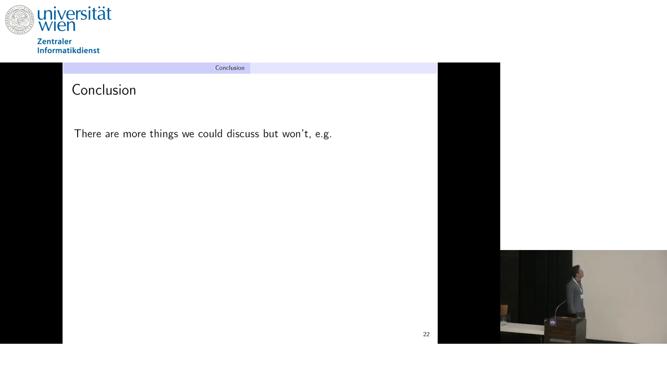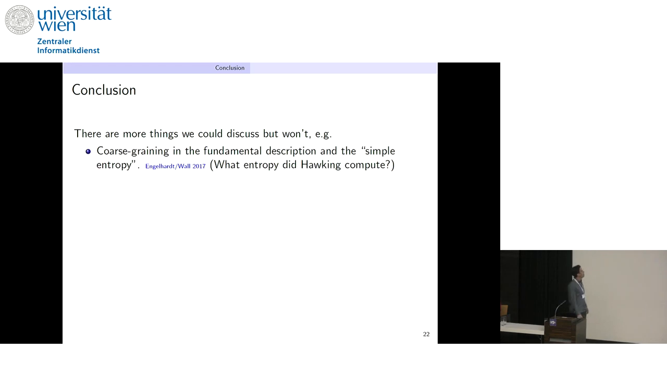All right, conclusion. So there's a lot more I could say, but won't. There's a nice relationship between this coarse graining in the fundamental description and the simple entropy, which kind of tells you what entropy Hawking actually computed, or would have computed if he computed an entropy. There's a relation to the Python's lunch proposal. Sorry, I somehow mangled the spelling of this. You should exchange the RA and the BI. Sorry, Hrant, if you're watching this.